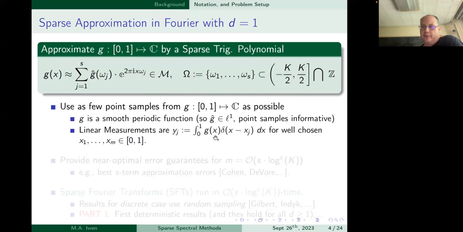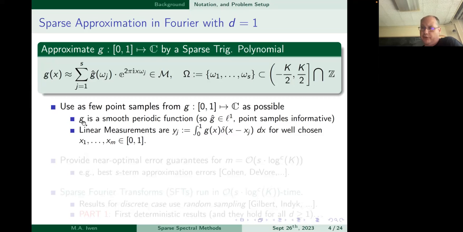So what are my linear measurements? I'm going to take point samples. So they're going to be determined by some grid points, effectively, if you want to think about this from a numerical methods type of way. Then I'm going to pick in [0, 1] where I'm going to take point samples.